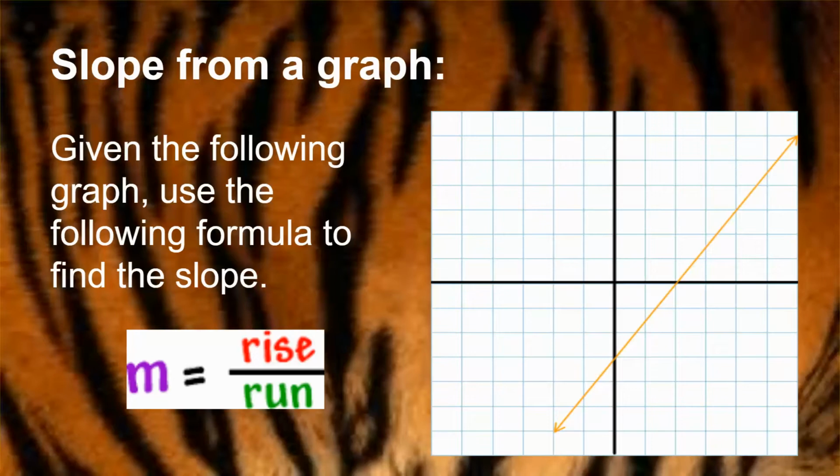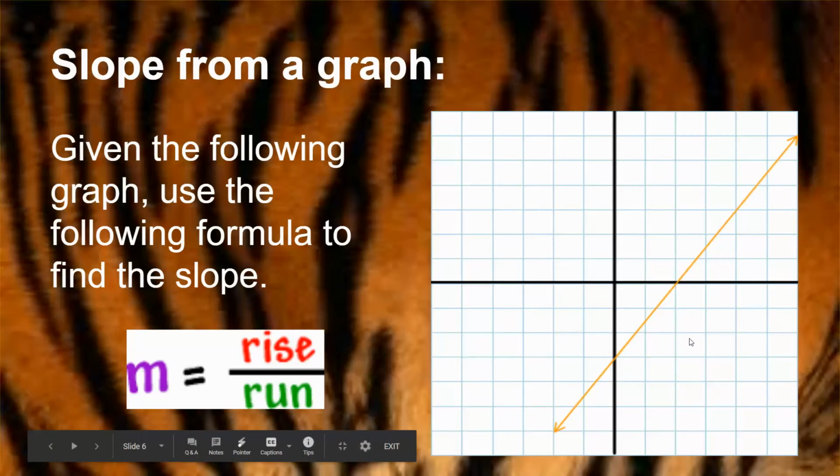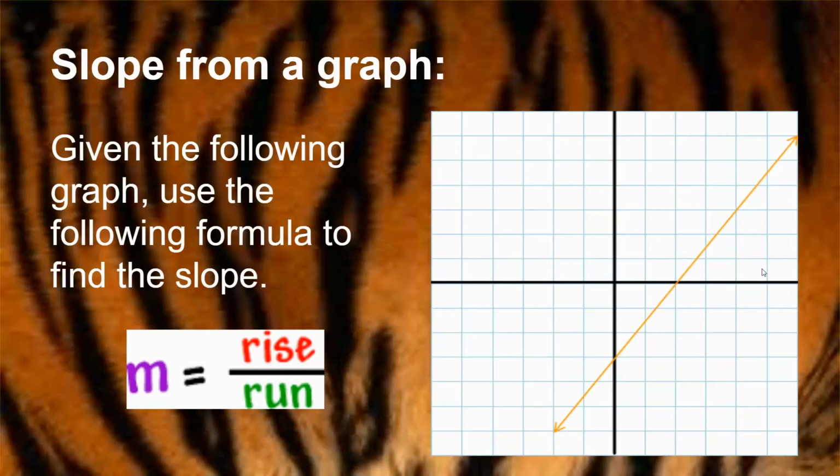Let's try another one. Here's a new graph. The points are not given to me, so I have to find them. Well, I look at the graph and I see several spots where it crosses at a corner. Here's one, here's one, here's one, here's one, here's one. I need to pick 2 of those points. It doesn't matter which 2 I pick. So I'm going to pick this one and this one.